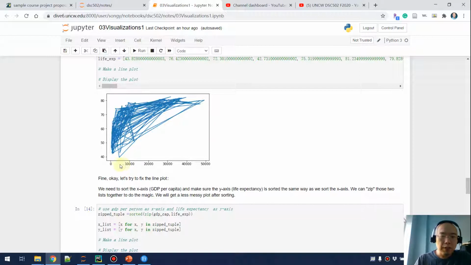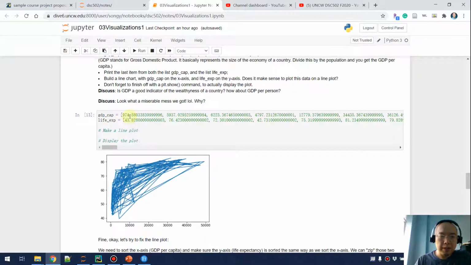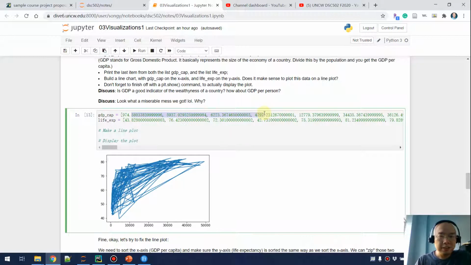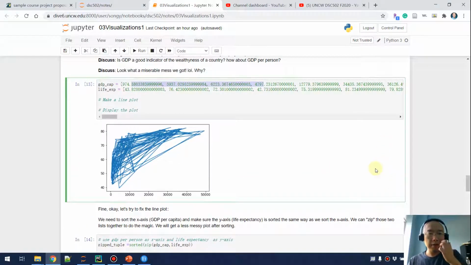For this one, the y-axis is the life expectancy and the x-axis is the GDP per capita. And the problem is, the GDP per capita is not sorted. So how do we fix that? How about we just combine the first two values into a pair, the second two values into a pair, the third two values into a pair, and then we combine them. After that, we sort the pairs based on the first value, which is the GDP per capita.